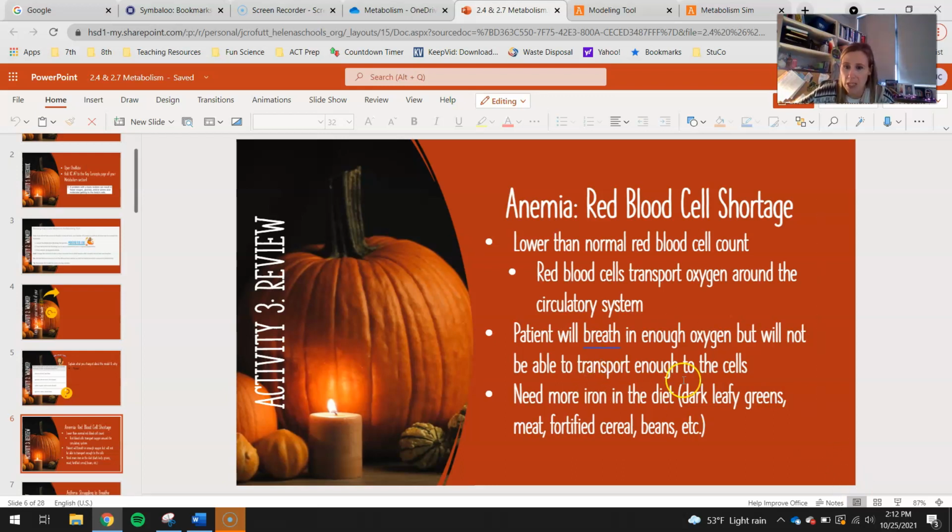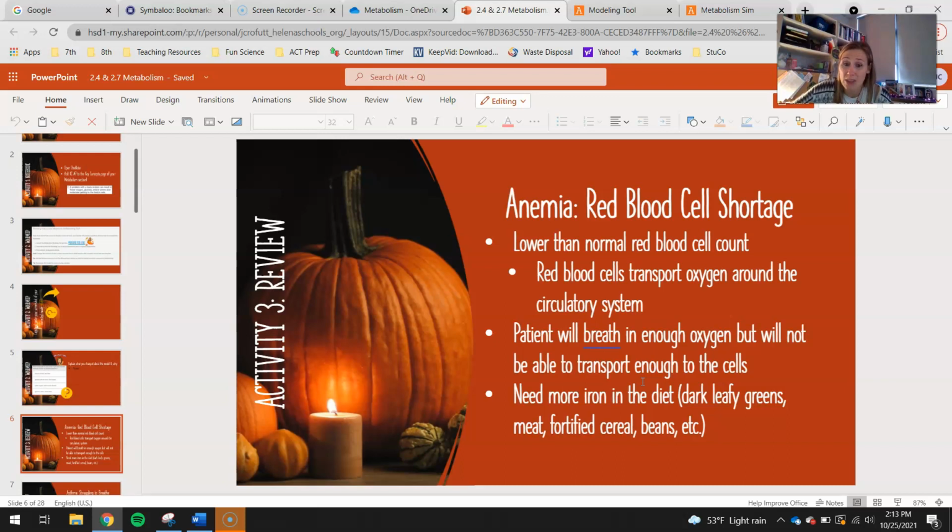Okay, so the patient will breathe in enough oxygen but will not be able to transport enough to the cells. So we would definitely see our circulatory being affected there. Okay, our respiratory is not affected at all. We're still breathing in the same amount of oxygen, and of course our digestive isn't affected in this as well.